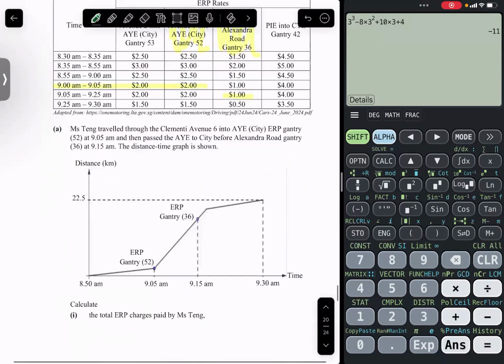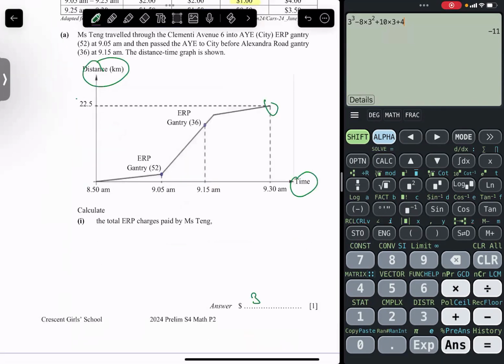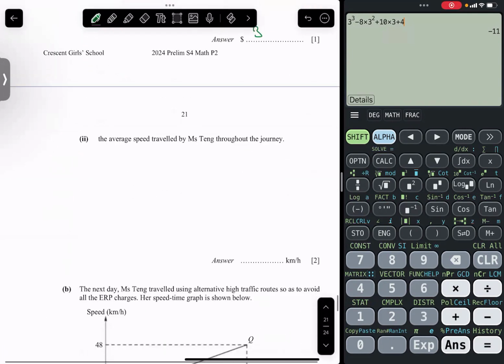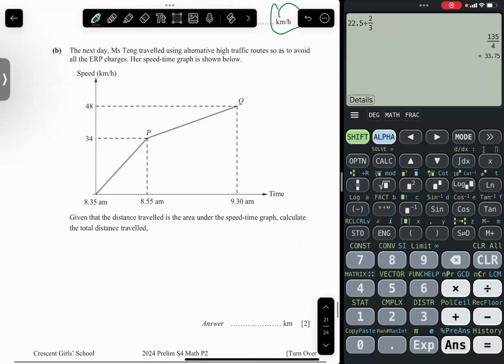Okay, find the average speed traveled by Miss Tang throughout the journey. This is a distance time graph. So the distance traveled is 22.5 kilometers from 8:50 to 9:30. So that's 22.5 km in 40 minutes. But the question wants kilometers per hour. So 22.5 divided by 2/3, we get 33.75 kilometers per hour. Okay, B.